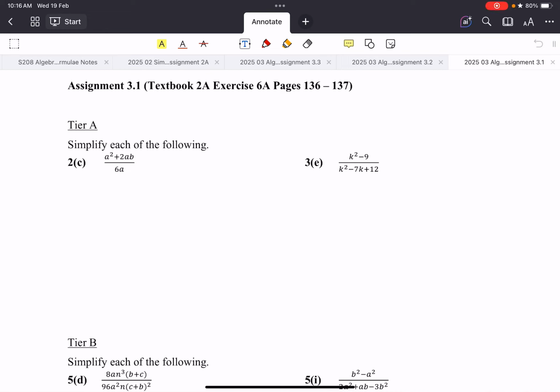Hello students, so now let's look at the suggested solutions for assignment 3.1 to guide you in your corrections. So let's go. The question says simplify each of the following.